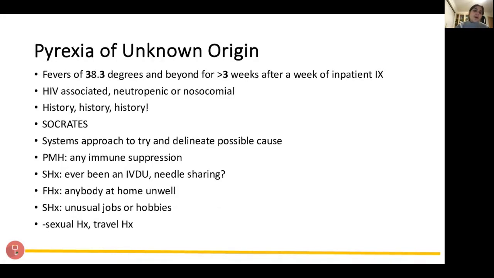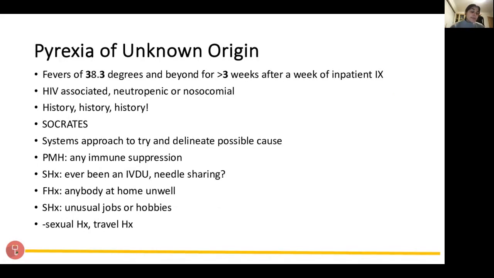And then also asking them, which is key in any infectious history, is their sexual history and the travel history. And those can be a bit awkward to bring up. And I think sometimes it's just good to preface it and say, I'm really sorry, I just have to ask you a couple of personal questions just to understand a little bit better about what's going on with you. So that is pyrexia of unknown origin.